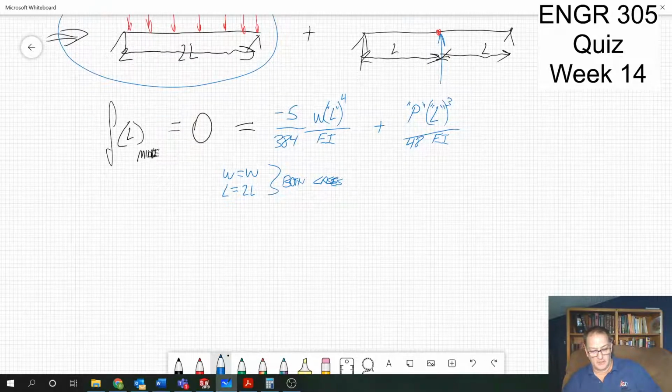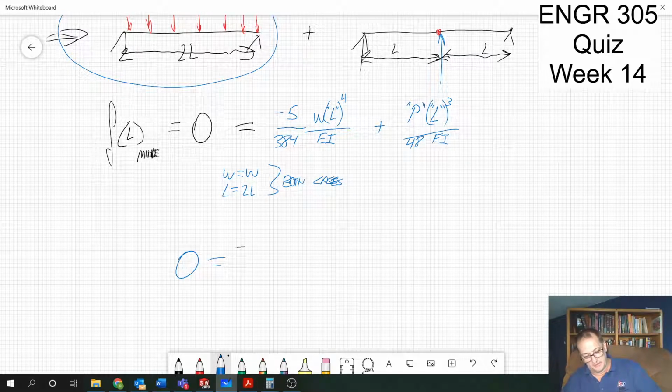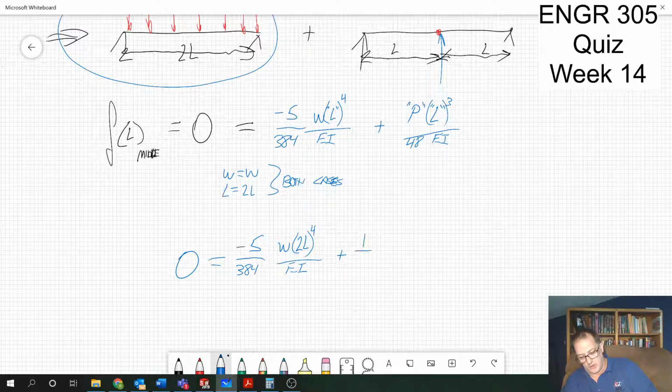All right. So 0 is equal to minus 5 384ths W, 2L quantity to the fourth over EI. And I'm going to write this a little bit differently. 1 over 48 EI. P is actually the reaction at B. That's why I wanted to put that into quotes. And then it's 2L cubed.